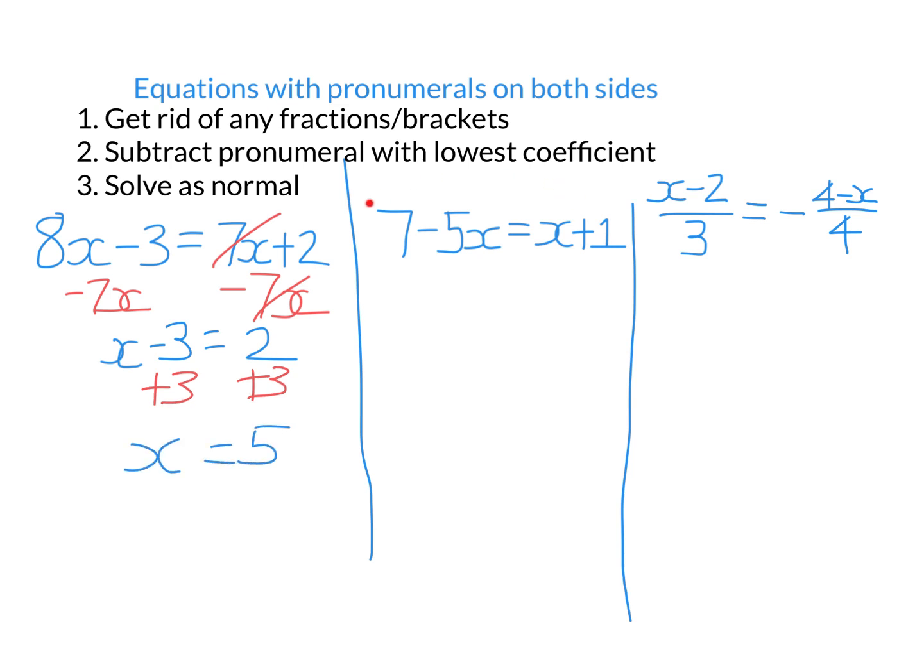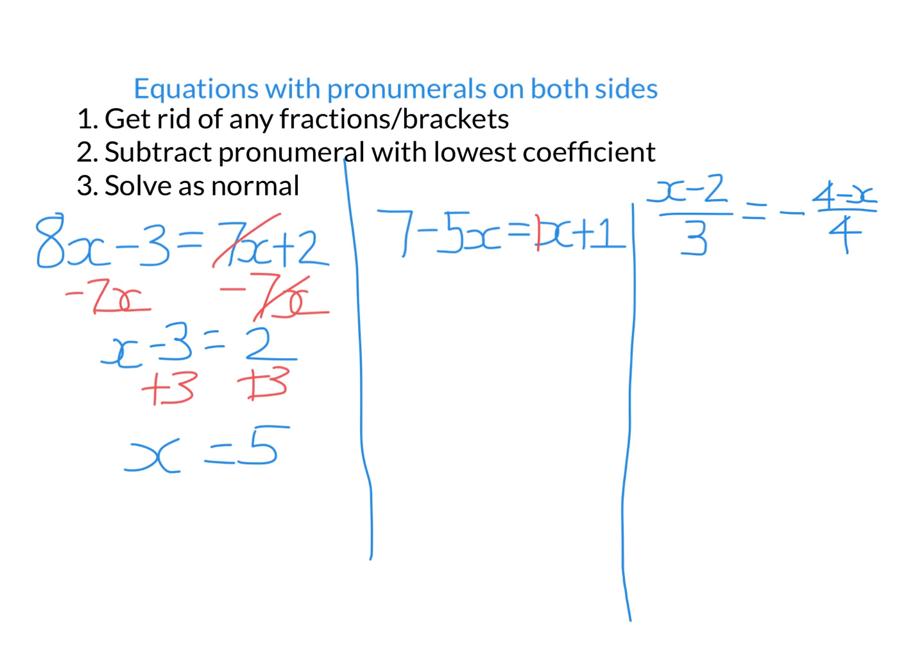All right, let's look at this equation here. Once again, we have pronumeral on both sides of the equation, and we don't have any fractions or brackets to get rid of. So I'm going to go straight to step 2 and subtract the pronumeral with the lowest coefficient. So this x here actually has a coefficient of 1. x and 1x are the same thing. The coefficient of this x is not 5, it's actually negative 5.